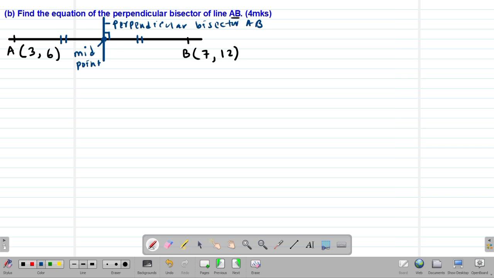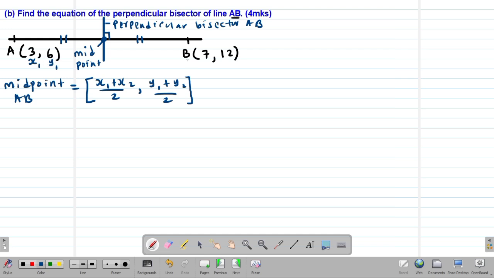So to find the equation, we need 1 point and the gradient. So I'll start by finding 1 point. Of course, the point will be at the midpoint. So the midpoint, we'll get the midpoint of the line AB. Of course, the formula for finding the midpoint is usually you take x1 plus x2 over 2, comma, you also take y1 plus y2 over 2. You just find the midpoint of the coordinates along the x-axis and also the y-axis. So I'll let this be my x1, then this y1. Of course, this will be x2, then this will be y2.